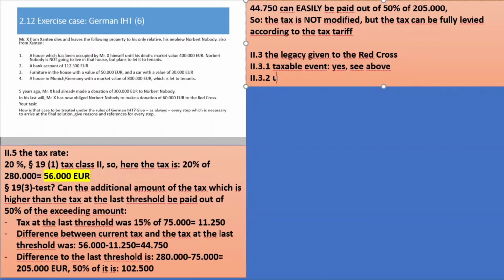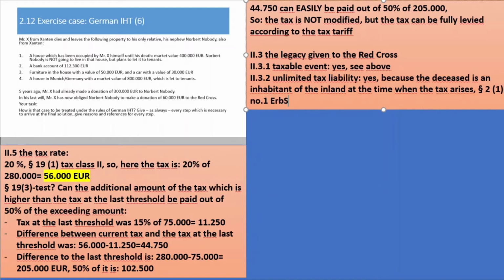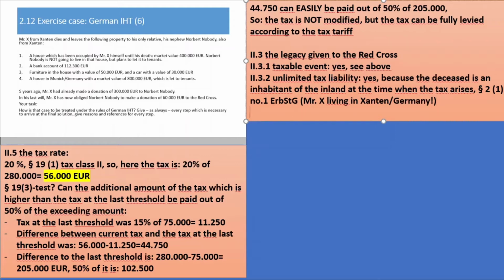So is it unlimited tax liability, personal tax liability? And the answer is yes, because the deceased from whom the legacy has been ordered is an inhabitant of the inland at the time the tax arises. Paragraph 2(1), number 1 of the Inheritance Tax Act, because that was Mr. X living in Xanten in Germany. So nothing to say about this.